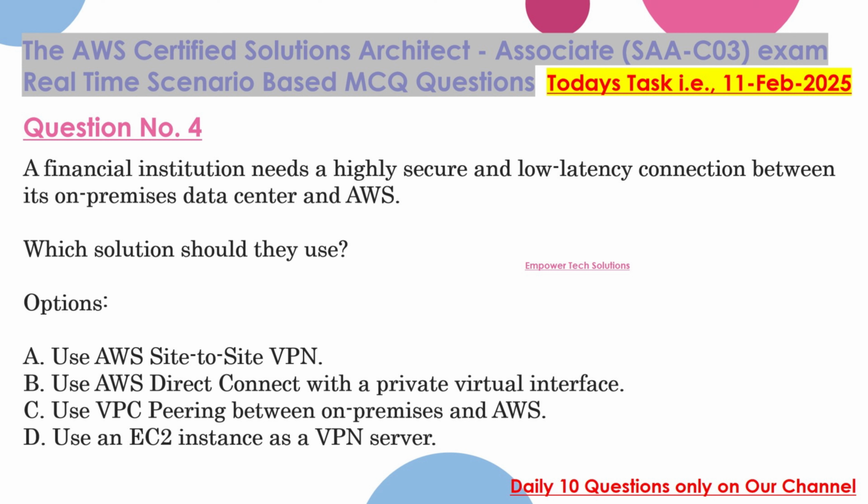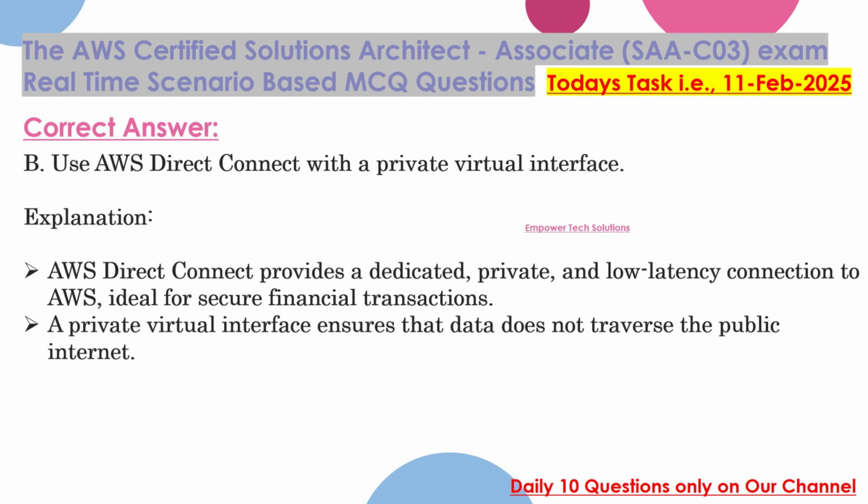C. Use VPC peering between on-premises and AWS. D. Use an EC2 instance as a VPN server. Correct answer: B. Use AWS Direct Connect with a private virtual interface. Explanation: AWS Direct Connect provides a dedicated, private, and low-latency connection to AWS, ideal for secure financial transactions. A private virtual interface ensures that data does not traverse the public internet.